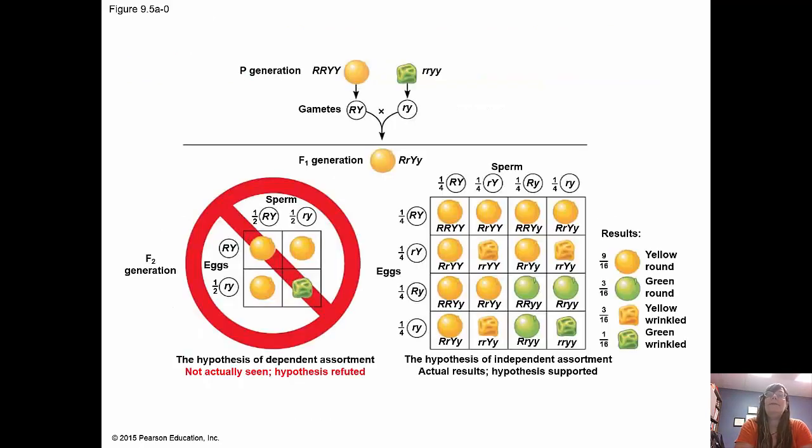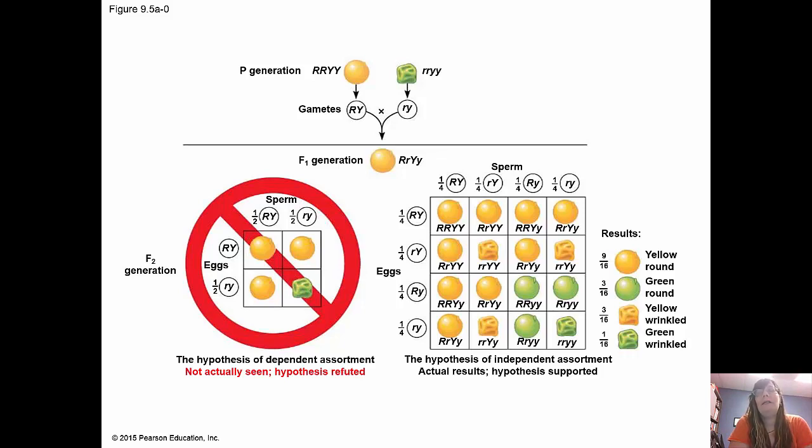And how do we do this? Well, we look at the round yellow dominant and the wrinkled green recessive. So 2 big R's and 2 big Y's versus 2 little r's and 2 little y's. So again, the gametes formed are big R, big Y, little r, little y. So that the F1 generation is going to be heterozygous for both. Now this is where it gets a little tricky.